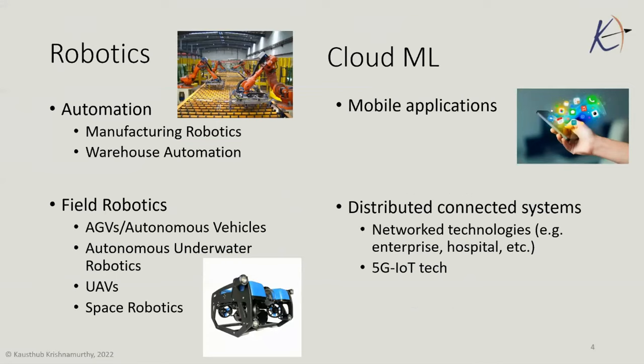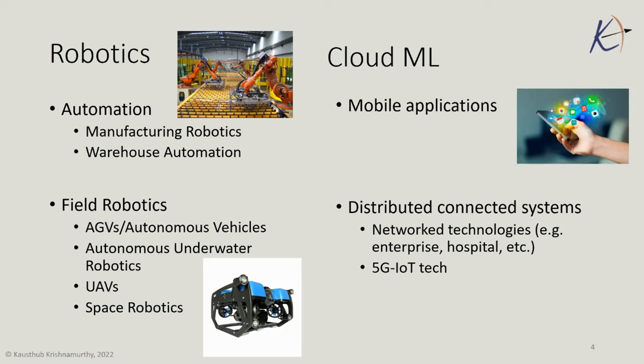I'd break down robotics into essentially two fields. And people can argue with me all the live long day about what those fields are, and there might be more fields, but essentially I break it down into automation and field robotics. Automation being warehouse automation, manufacturing robotics, typically what you'd expect to see in that top picture there with robotic arms doing pick and place of objects on a conveyor belt.